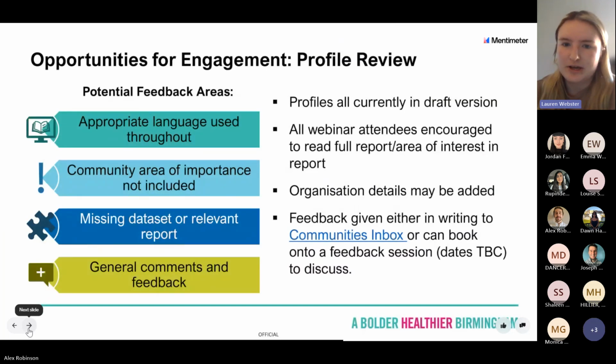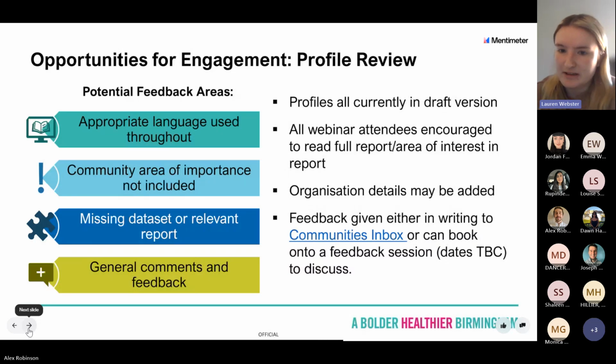So, opportunities for engagement: the profile review. There are potential areas of feedback, so appropriate language used throughout, community area of importance not included. The profiles all follow the same outlined template for sections or subsections. Therefore, if there is a health need or key community-identified area of importance that is not being included in the profile, please let us know. We can add this in the final report version. Also, missing data sets or relevant reports, and general comments and feedback.